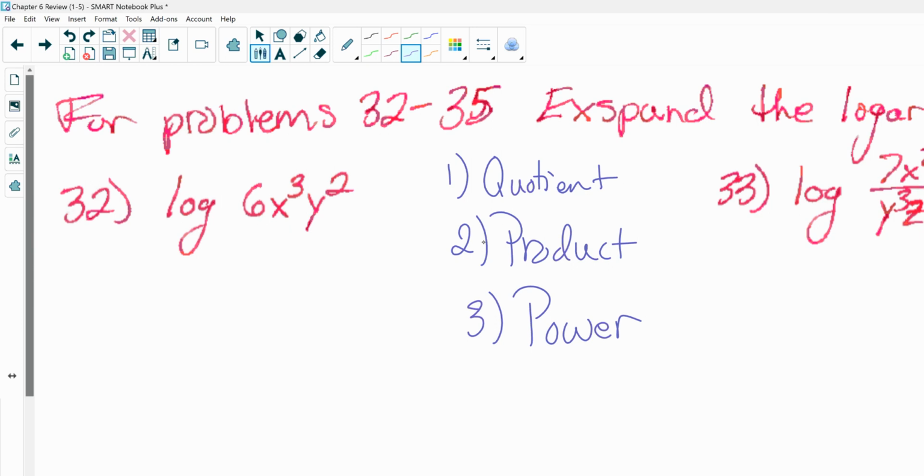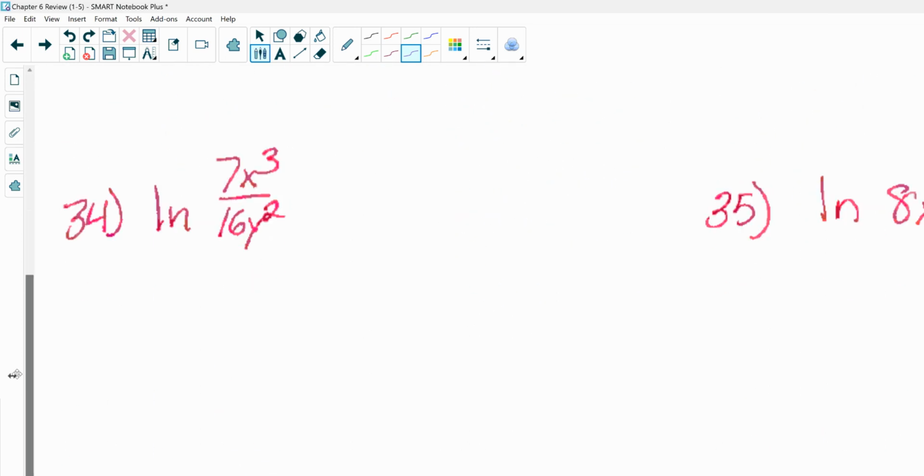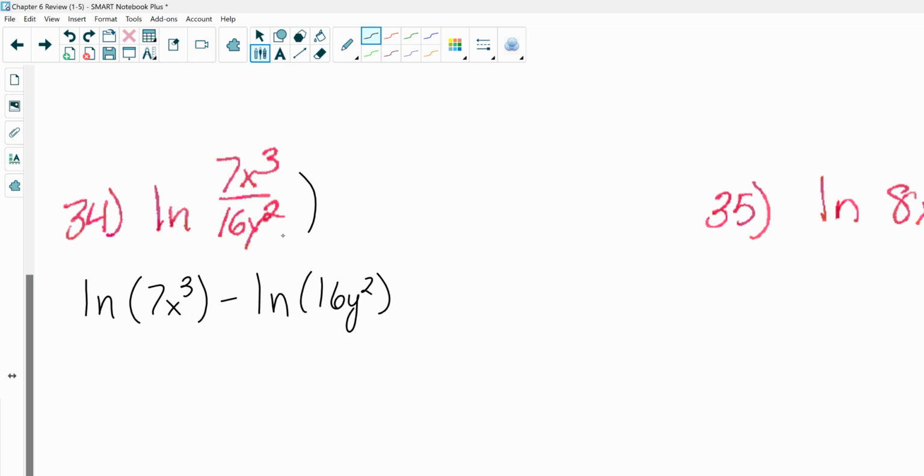Which one of these do we want to look at? 34. The natural log of 7x to the third over 16y squared. Well, we do have a quotient, a division. And whenever we have a division, we rewrite it as the natural log of the top minus the natural log of the bottom: the logarithm of the top minus the logarithm of the bottom.